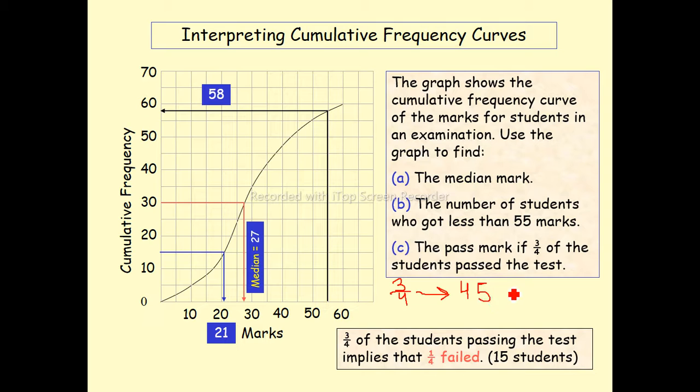So if 45 students pass the test, how many people fail? Well, would you minus something? So it's going to be 60 minus 45, which is going to give us how much? Let me see.